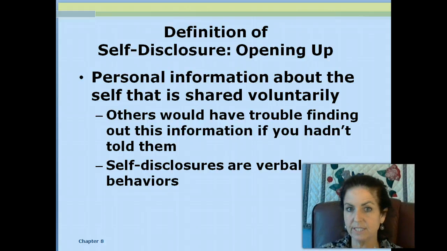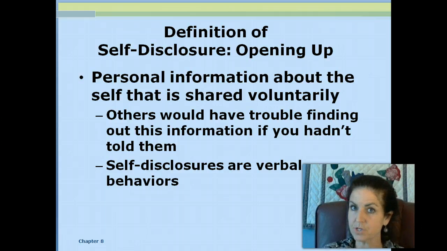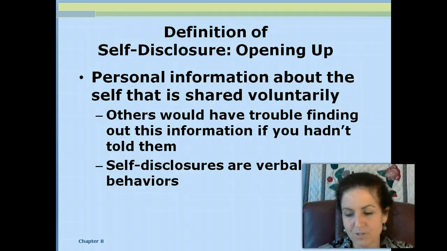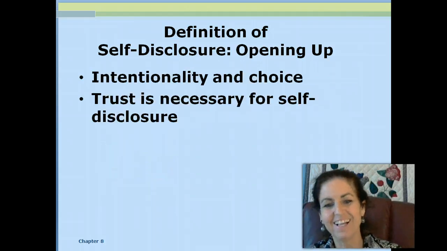It's important to understand a few critical things about self-disclosure. First, it has to be personal information. In other words, things that are not necessarily obvious. If I say I'm a college professor, that's not considered self-disclosure because that's something that you already know. So it has to be information that is somewhat hidden and that is shared voluntarily. So self-disclosure by coercion generally doesn't work well.